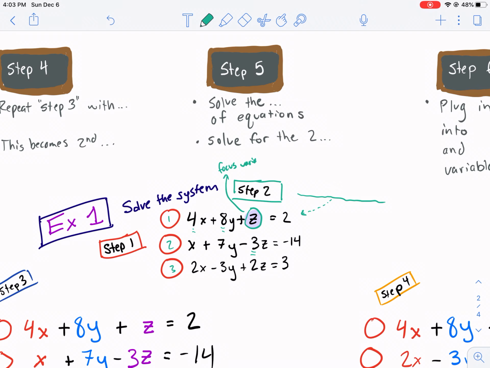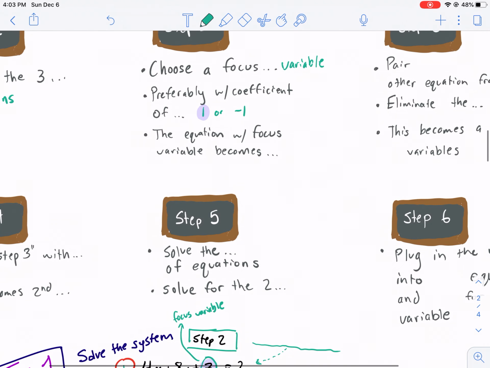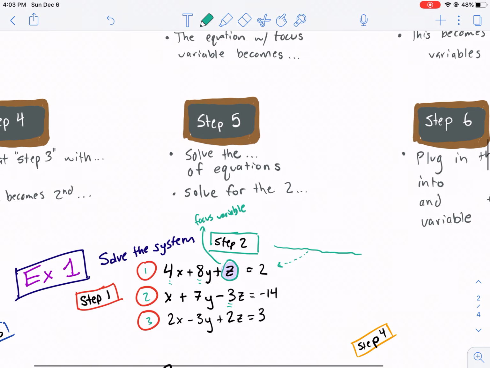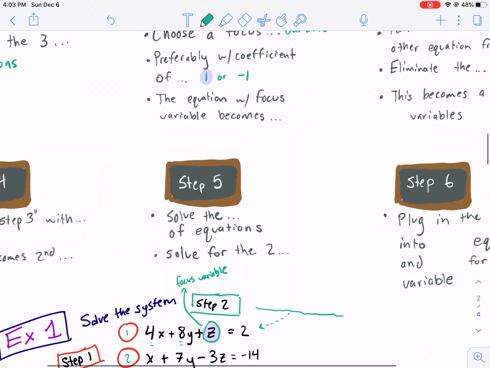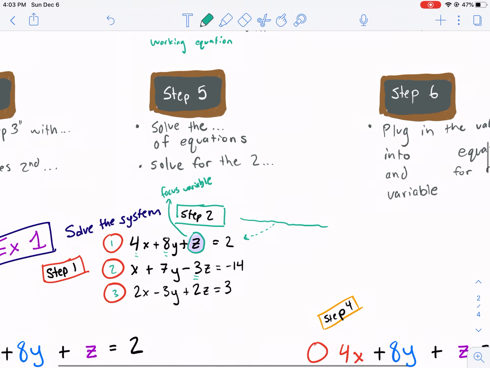This is just a way for you guys to understand how to get organized and to help you guys get this a little bit better, okay? The equation with the focus variable, equation number 1, becomes the working equation. This is the one we're going to work with, just because it's the easiest coefficient to deal with. Another good choice would have been this x here, but you can choose either one. So I chose z. And this becomes our working equation.